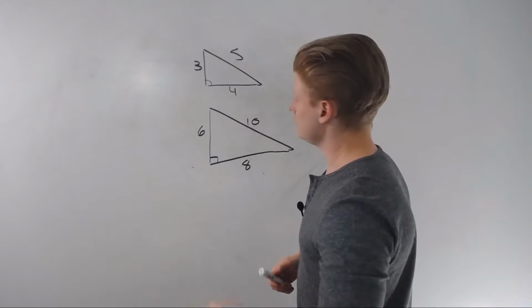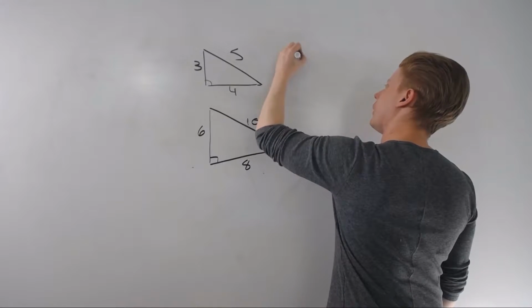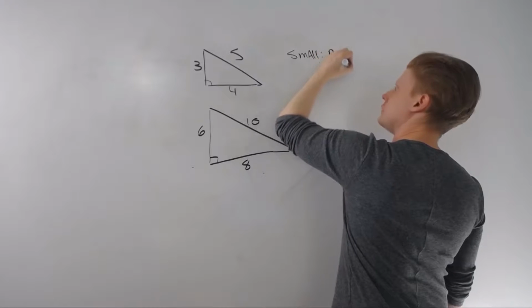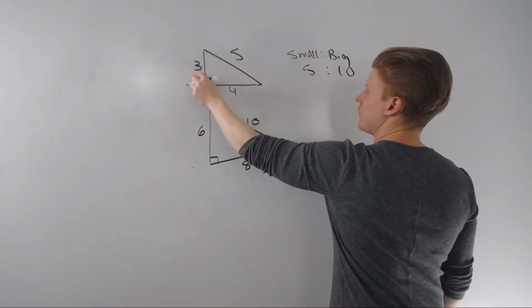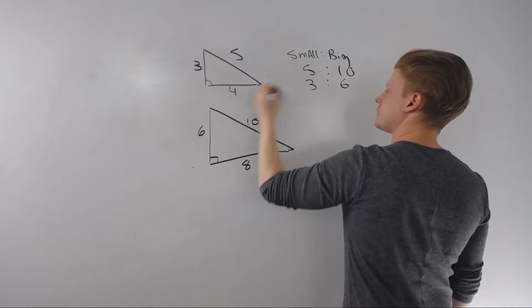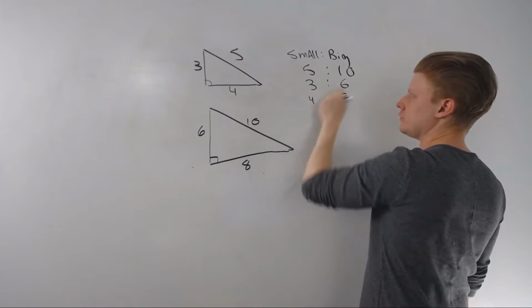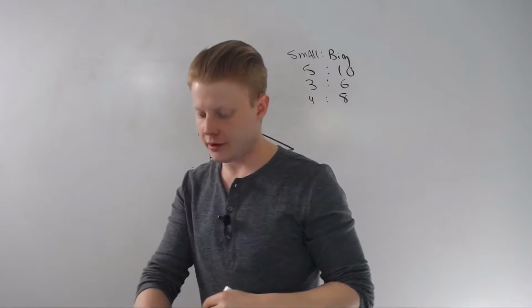Okay? And the ratio of the hypotenuses of the small triangle to the big, 5 to 10, is the same as the ratio of the short side to the short side, 3 to 6, and the medium side to the medium side, 4 to 8. That's 1 to 2, 1 to 2, 1 to 2, if you reduce it, right? Simplify it.